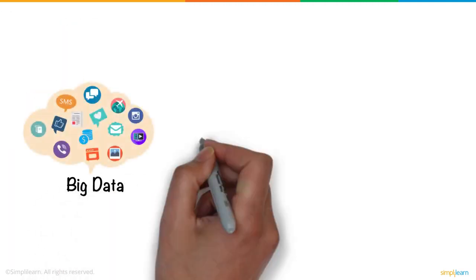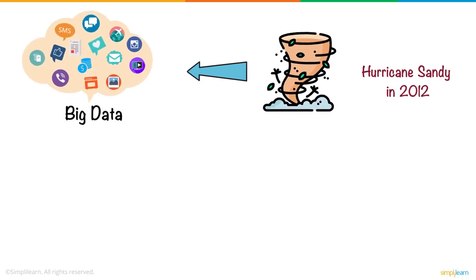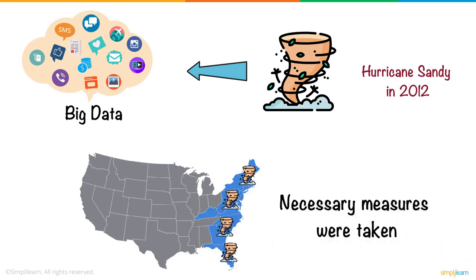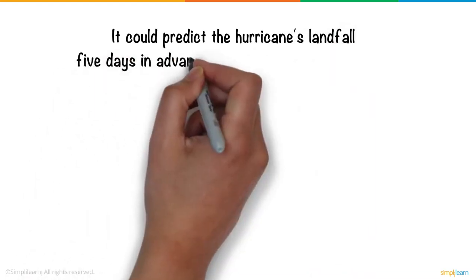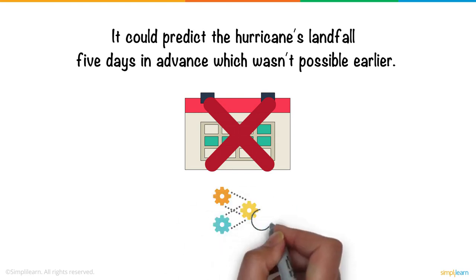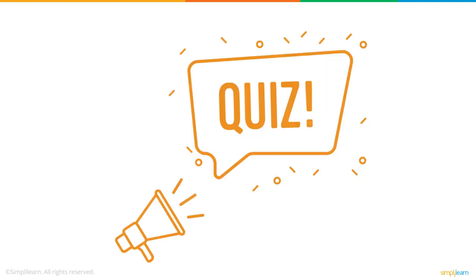Similarly, big data also helped with disaster management during Hurricane Sandy in 2012. It was used to gain a better understanding of the storm's effect on the east coast of the U.S., and necessary measures were taken. It could predict the hurricane's landfall 5 days in advance, which wasn't possible earlier. These are some of the clear indications of how valuable big data can be once it is accurately processed and analyzed.